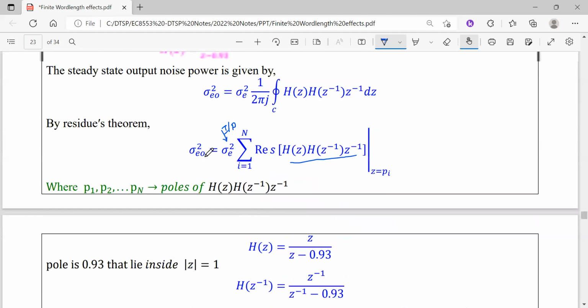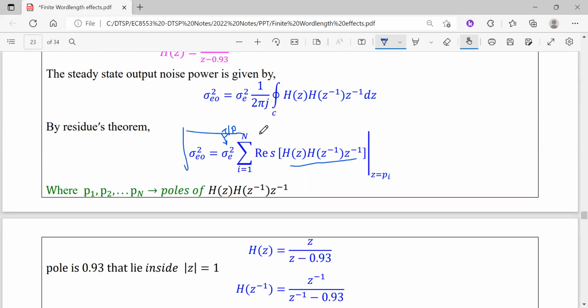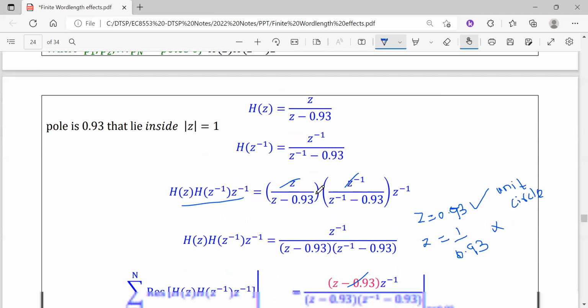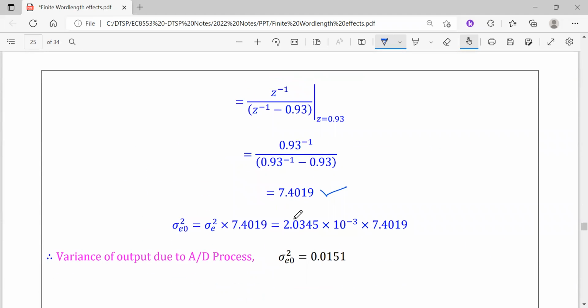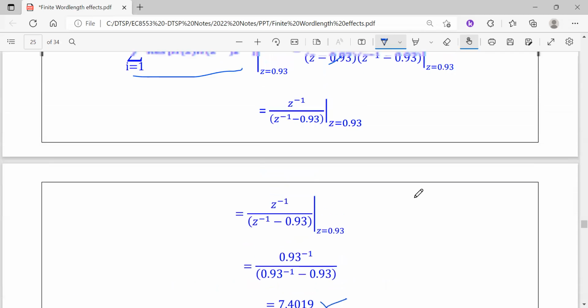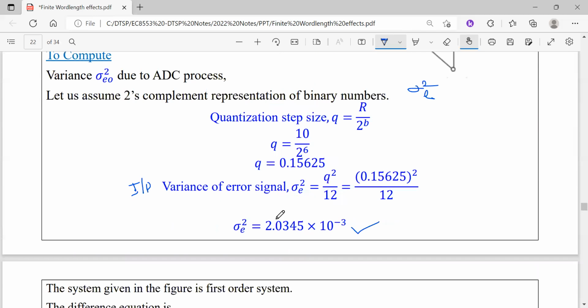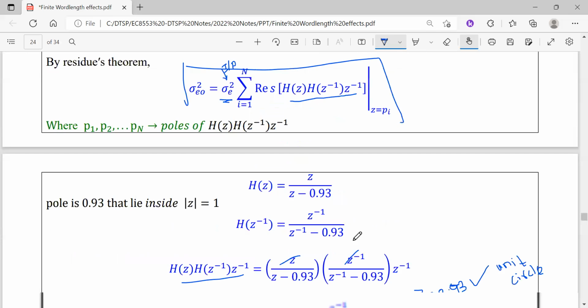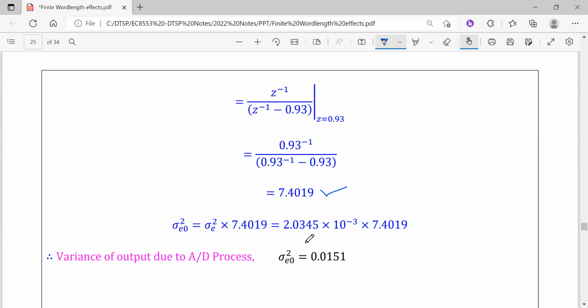As per the formula for finding the output round off noise power, we have to multiply this residue term with the input signal noise power. So this 7.4019 should be multiplied with sigma e square, which we have determined in the very first step. Sigma e square, we have determined as 2.0345 into 10 power minus 3. So this has to be multiplied with 7.4019 to get the total steady state output noise power, or you can say variance of the output due to the AD conversion process, and its value is 0.0151.